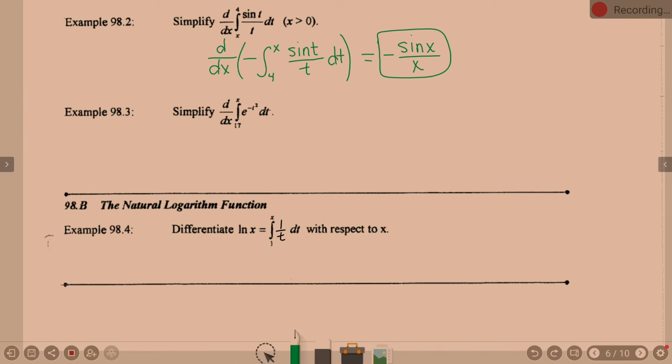Okay, example 3. Simplify. d dx of the integral from 17 to x of e to the negative t squared dt. Would this just so happen to be as easy as e to the negative x squared? Yes? No? Yeah. Sorry, you're expecting a trick after the last one, aren't you? Yes, I was waiting on that. Just e to the negative x squared.